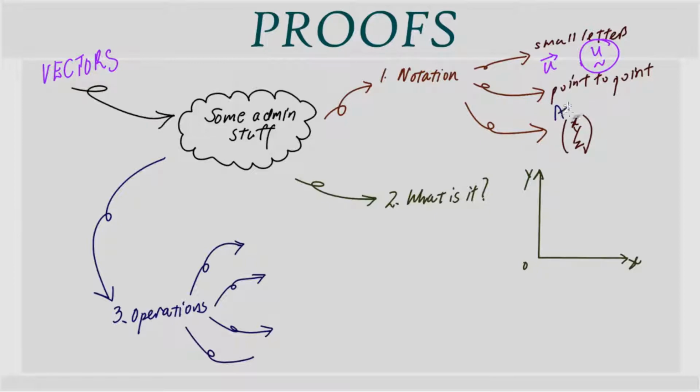For point to point, let's say it's from point A to point B as a vector. We have AB with an arrow on top, pointing to the right because it's moving from A to B, and the arrow always points to the right. So make sure your points are always moving from O to X, or maybe from B to C, BC.